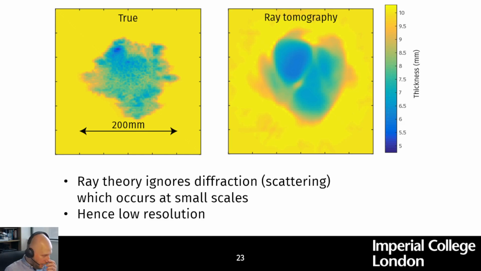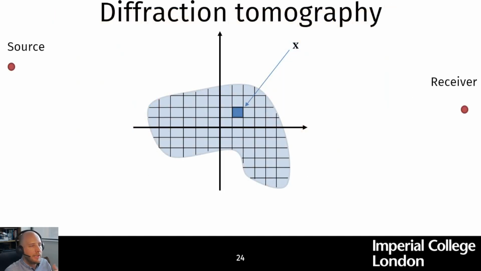And you can see that it's not a great reconstruction. You're getting something overall as a rough estimate, but it's not getting into fine details. So the point is that the ray tomography can get the overall behavior, but it can't get any fine details. This is because ray theory ignores diffraction, which is a scattering which occurs at the small scales. So you're not really able to capture any of the small scale variations, because that all just gets diffracted out of the signal.